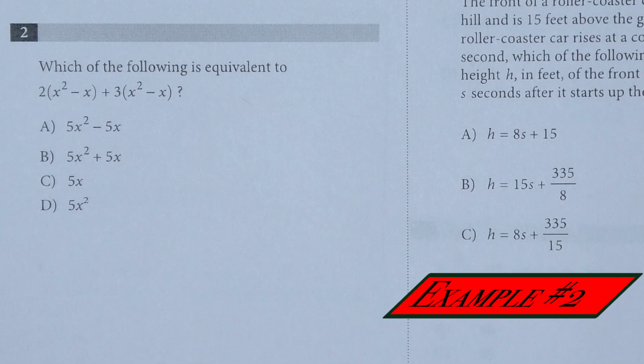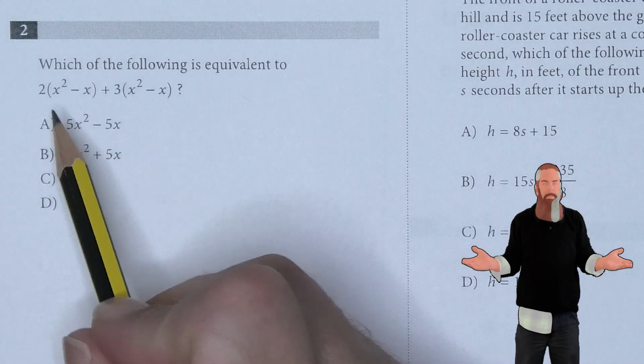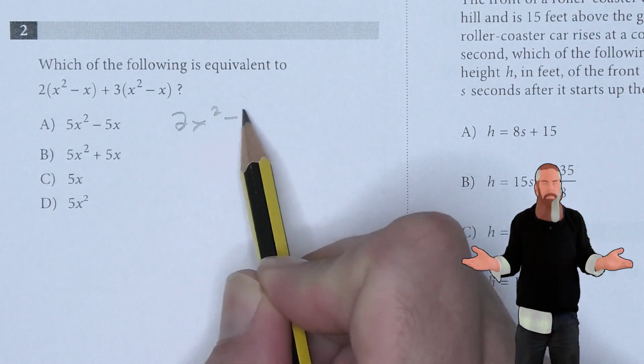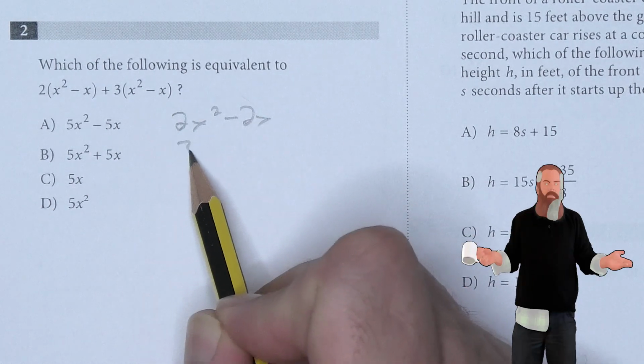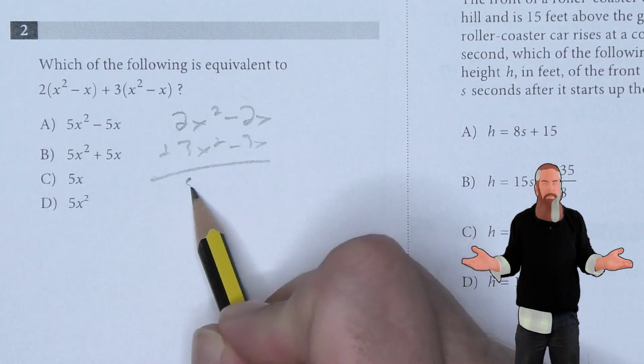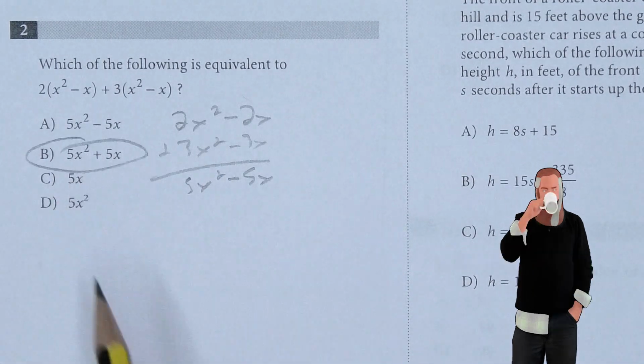Which of the following is equivalent to 2 times (x squared minus x) plus 3 times (x squared minus x)? So let's distribute and get rid of these parentheses, giving us 2x squared minus 2x and 3x squared minus 3x. Add both of them together to get 5x squared minus 5x, which means that B is the answer.